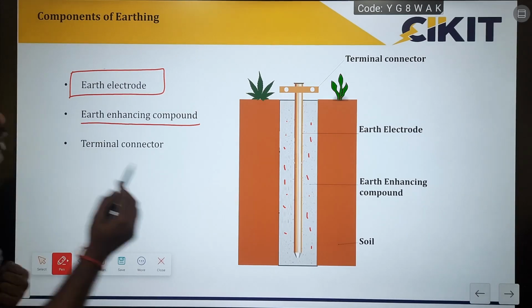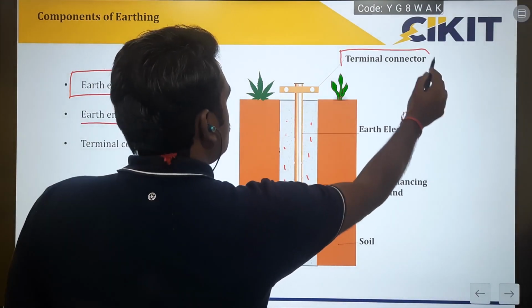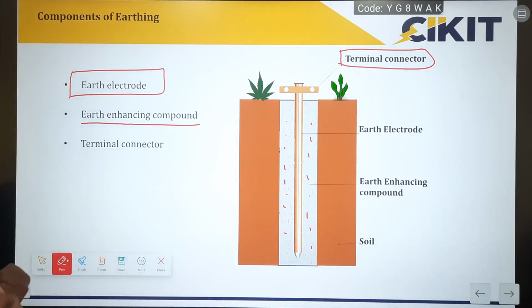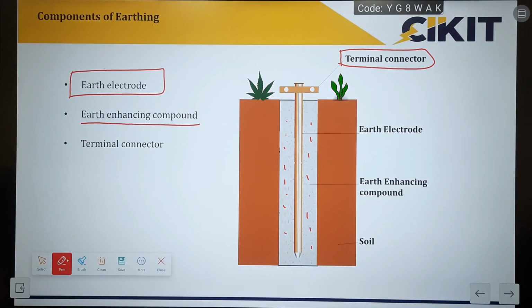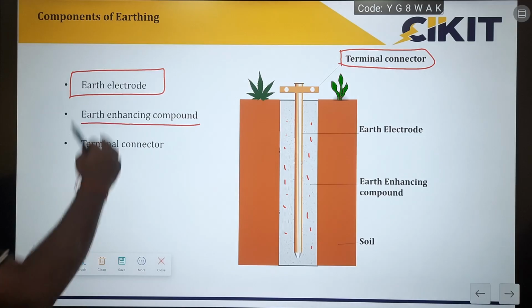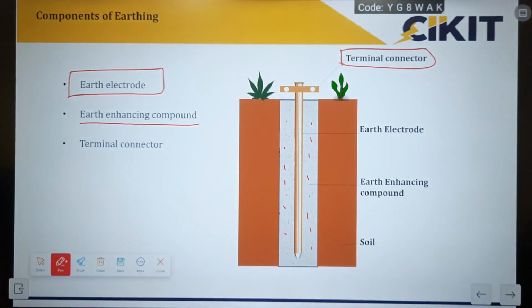And the third one is proper terminal connection. If the terminal connection is not proper, then it may result in a loose connection, and the loose connection may result in arcing and flashing. If arcing is happening, then the overall resistance will be increasing. So a proper terminal connector should be provided. So these are the three important components of the earthing.